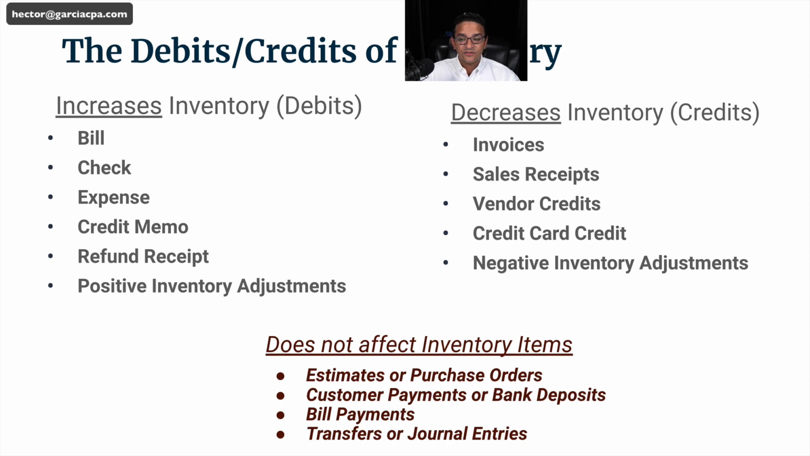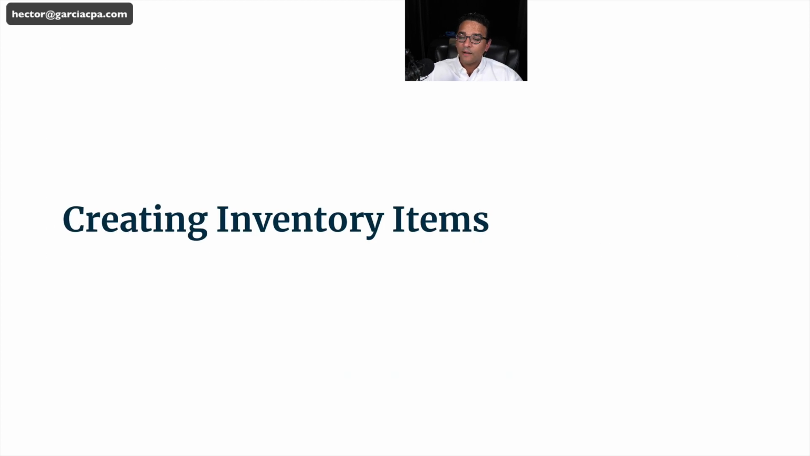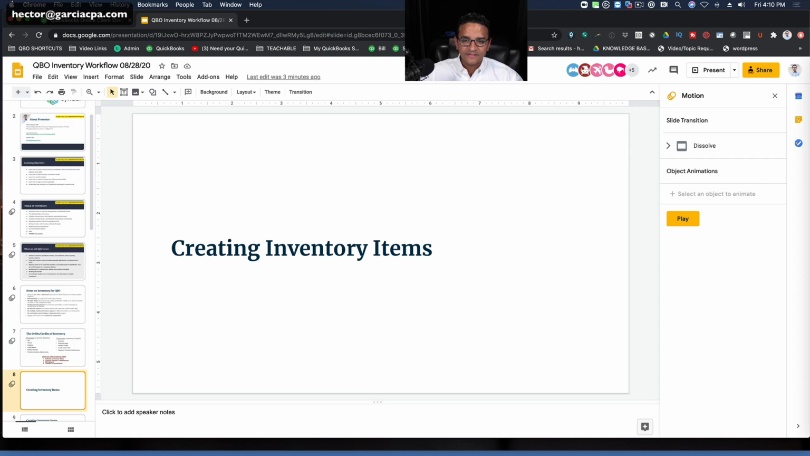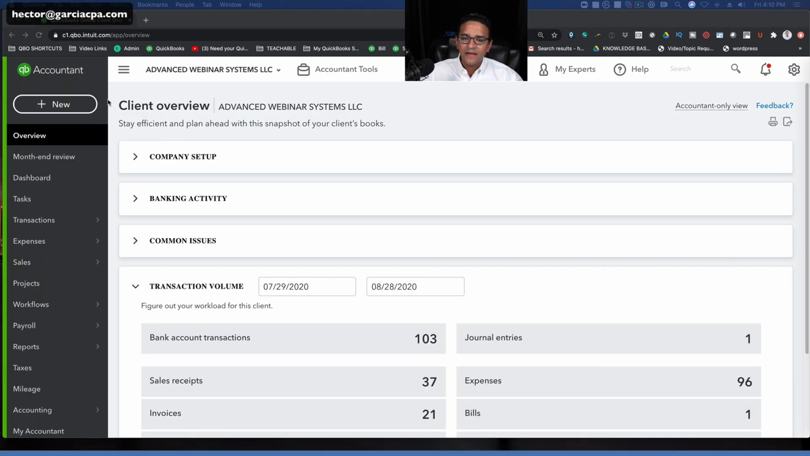And many transactions in QuickBooks will not affect your inventory items regardless of how you manage it. Estimates and purchase orders are non-posting that will never affect your inventory. Customer payments and bank deposits will never adjust or affect your inventory. Bill payments, transfers, and journal entries, regardless of what account they're hitting, will not affect your inventory items. So keep in mind that only the transactions that contain an area for you to add an item to that transaction can potentially affect your inventory. So I'm going to go ahead and switch out from the presentation and do everything now inside QuickBooks.